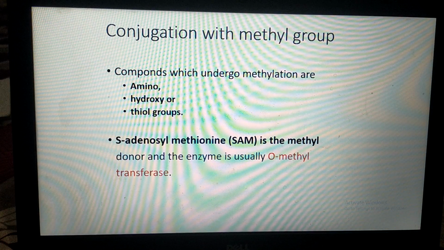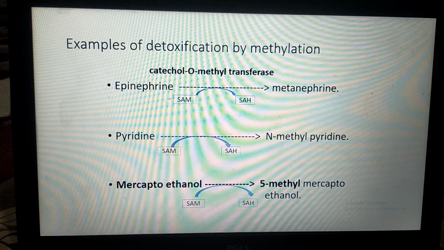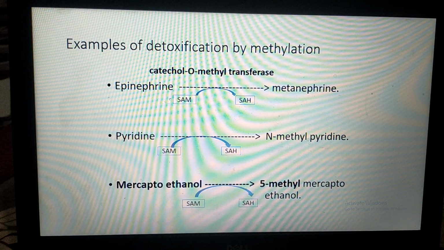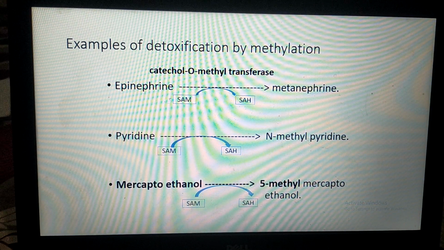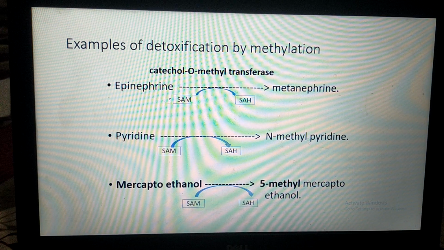Now these are the examples. Here the first example is phenylepinephrine. Phenylepinephrine combines with S-adenosyl methionine. The methyl group is transferred to phenylepinephrine to form metaepinephrine. After donation of the methyl group, S-adenosyl methionine is converted to S-adenosyl homocysteine. The enzyme is catechol O-methyl transferase.